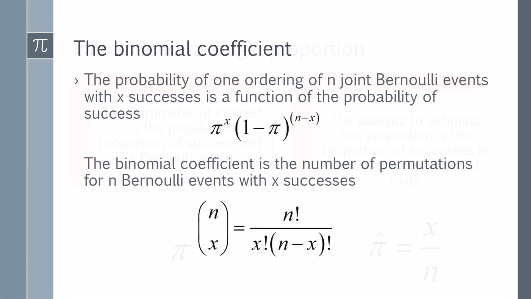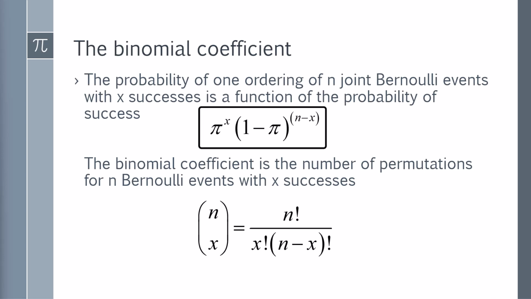In order to be able to make inferences, we use the binomial distribution, and the binomial distribution is made up of two parts. The first of these is the probability of one ordering of n joint Bernoulli events with x successes as a function of the probability of success. So in this formula, pi is the probability of success, x is the number of successes, 1 minus pi is the probability of failure, and n minus x is the number of failures.